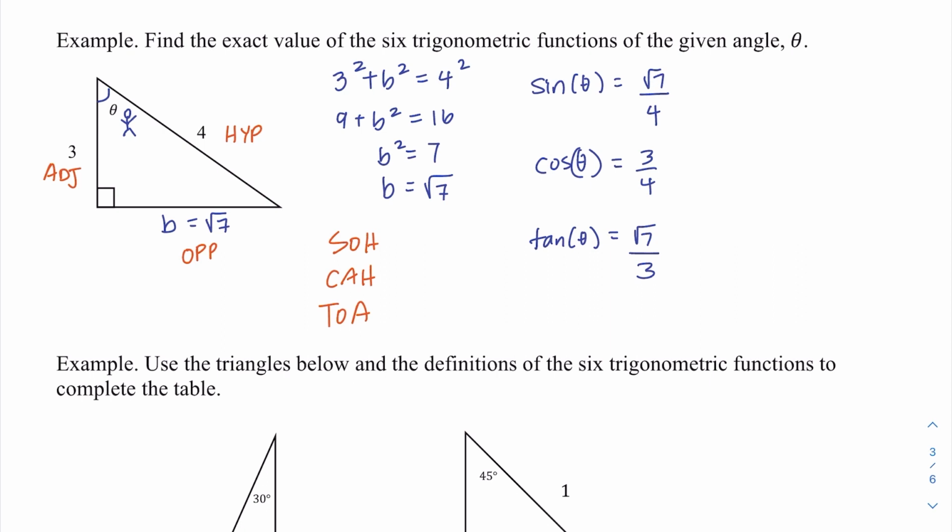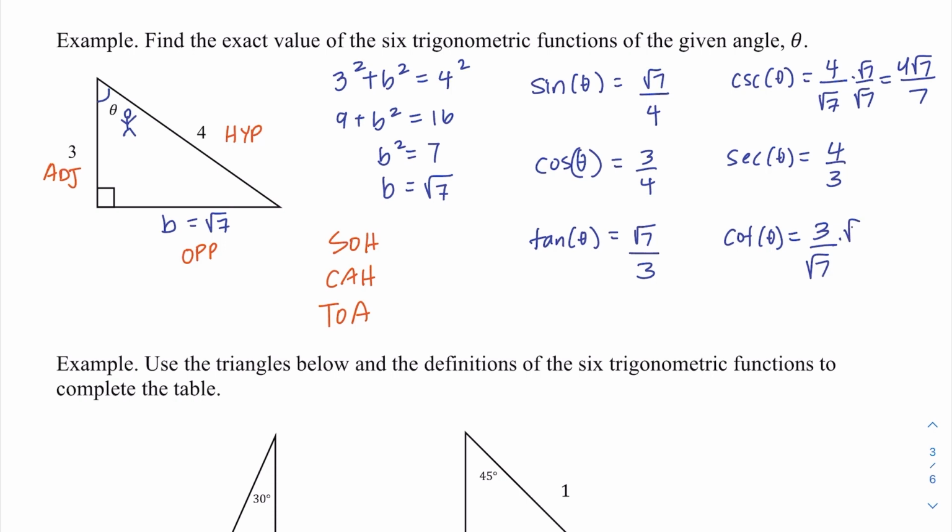All right, so let's look at cosecant of theta, which is the reciprocal of sine, secant of theta, the reciprocal of cosine, and cotan of theta, which is the reciprocal of tan. So this would just be flipping, so 4 over root 7 instead of root 7 over 4 for sine, but I want to rationalize the denominator, so I get 4 root 7 over 7. For secant, I just get 4 over 3, and for cotan, I get 3 over root 7, and again, rationalizing gives me 3 root 7 over 7.